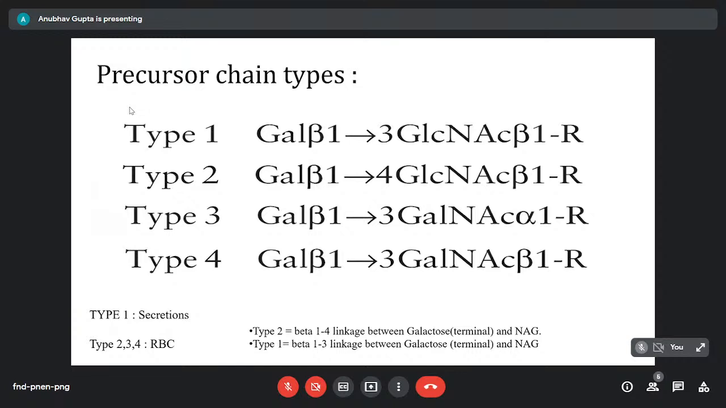Type 3 and type 4 chains are more commonly presented on the renal endothelium. Type 1 and type 2 are present on the endothelium of every blood vessel lining. So how do type 1 and type 2 differ? They differ by the linkage. Type 1 linkage is beta 1-3 linkage.